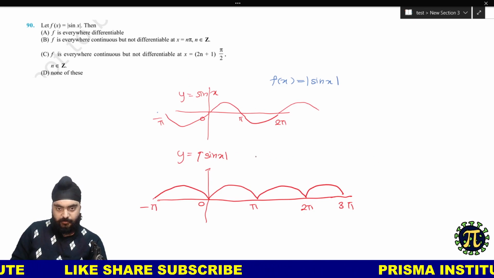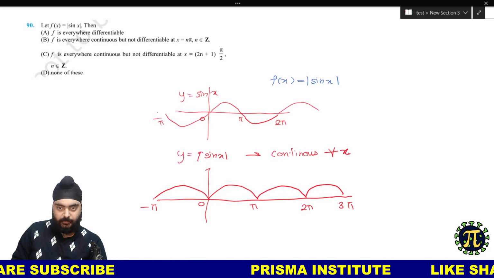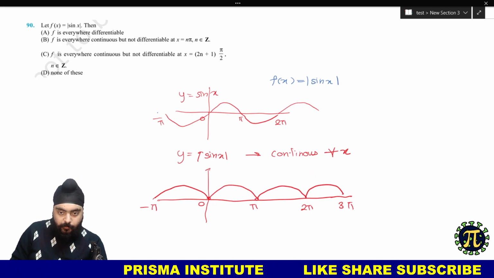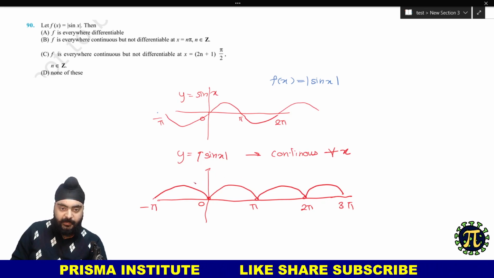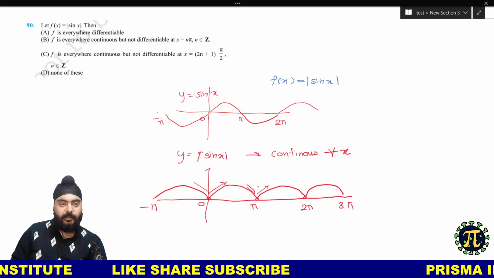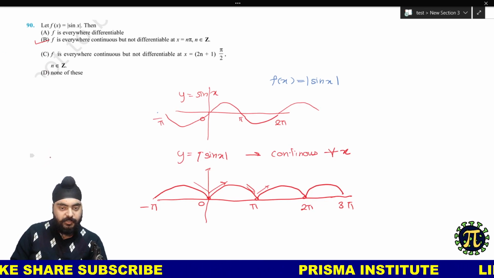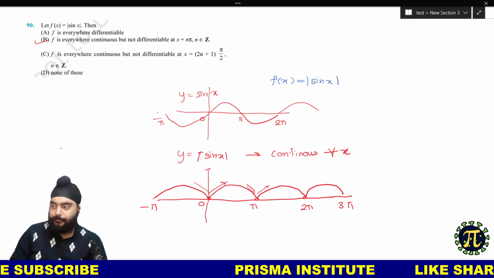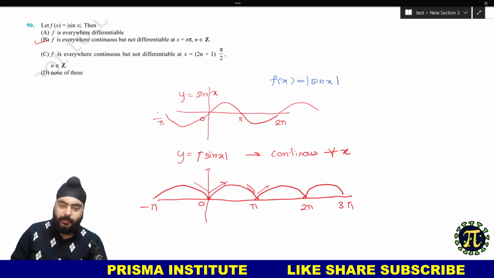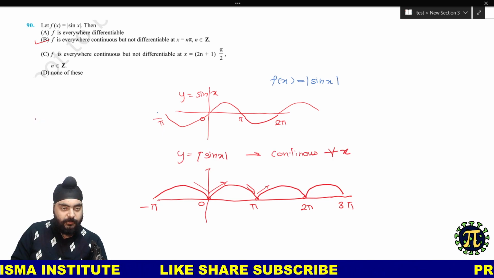So this is continuous for all x. But it looks like at x equal to 0, pi, 2 pi, this function changes slope abruptly. It was going like this, and suddenly it goes like this, and here also. So it may be that it is not differentiable at these points, which can make option B the correct option. So let's check the differentiability of this function at x equal to n pi, or let's say simply check at x equal to 0. If it is not differentiable at 0, then it will not be at pi either, because this is the same graph. So let's see.